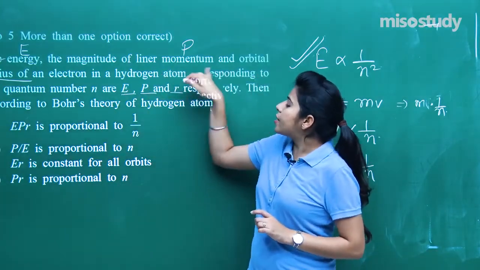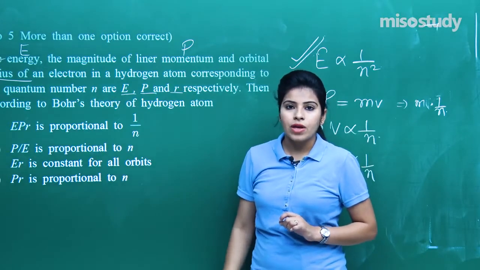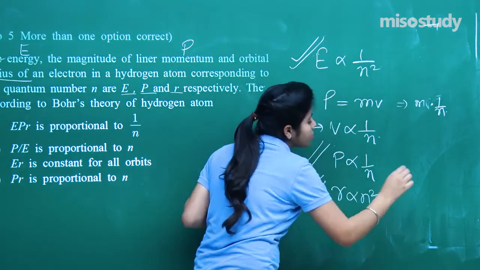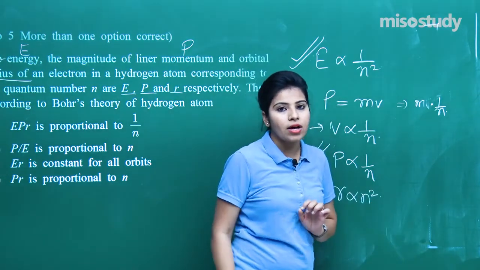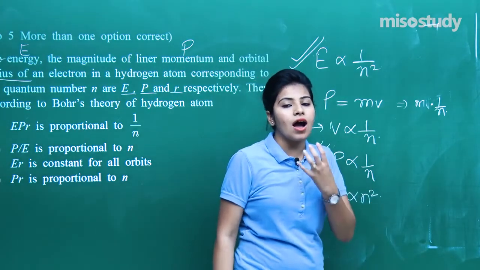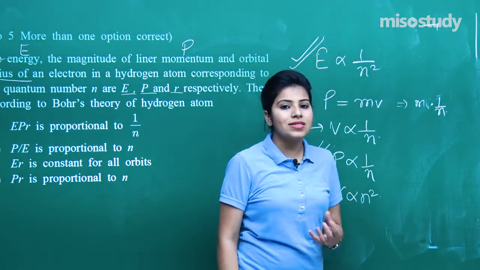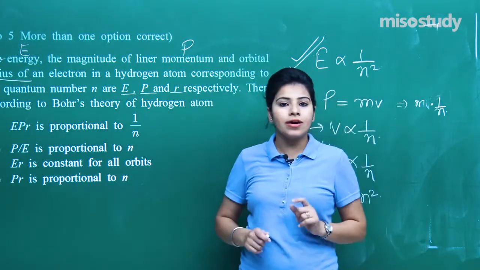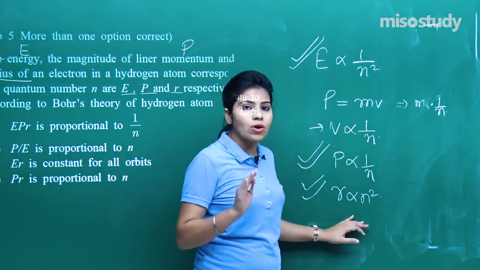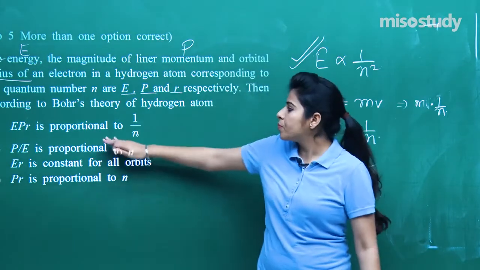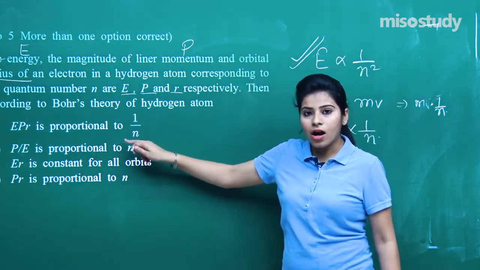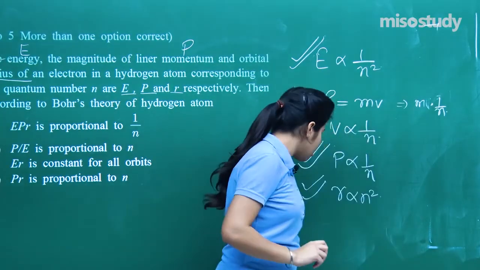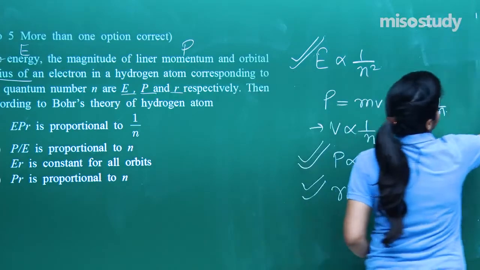Now let us look at the third, orbital radius. We know that orbital radius, that is r, is directly proportional to n square. These are the relations that we know by heart, because this is the core of the chapter. This is the core of the atoms that you must be learning. So now, because I have all these relations, I have to tell whether EPR is proportional to 1 by n or not. Let me check all these options one by one.